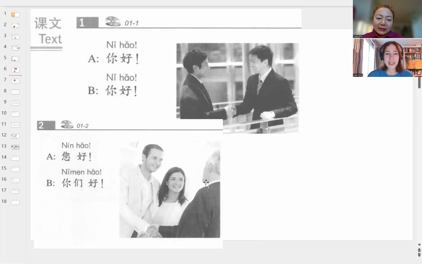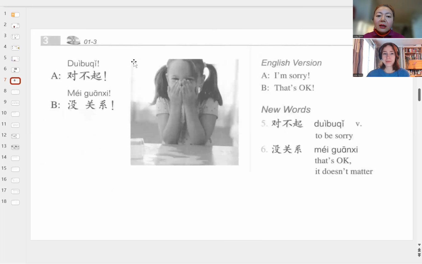Because maybe he's some important person or an older person. Both correct. And he said 你们好。Because there are two people, so it's for both of them. Yeah, 你们好, correct.